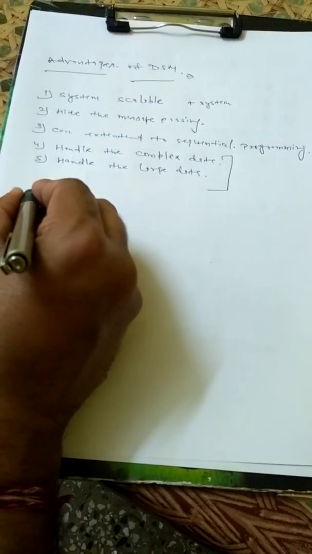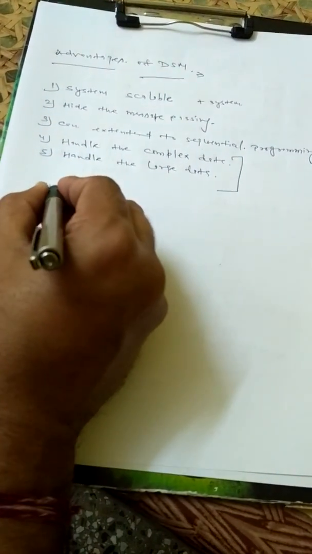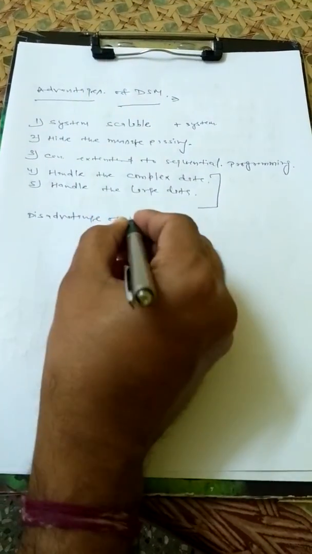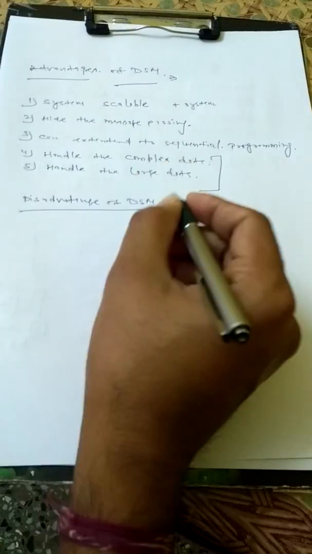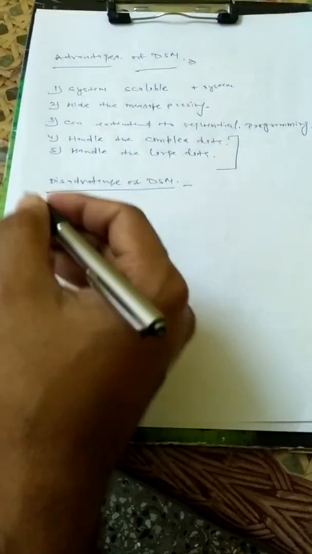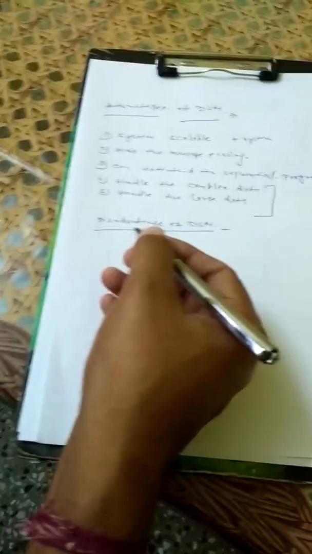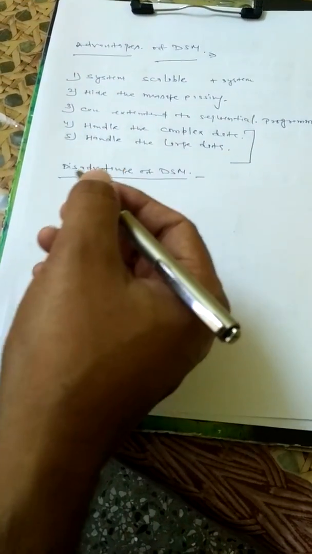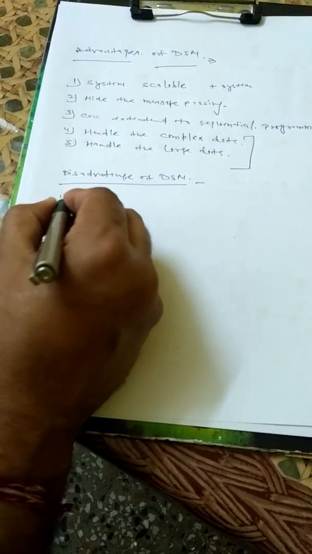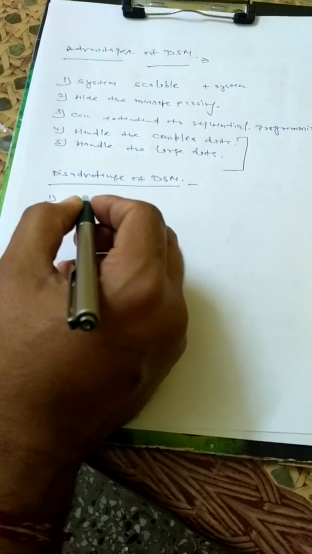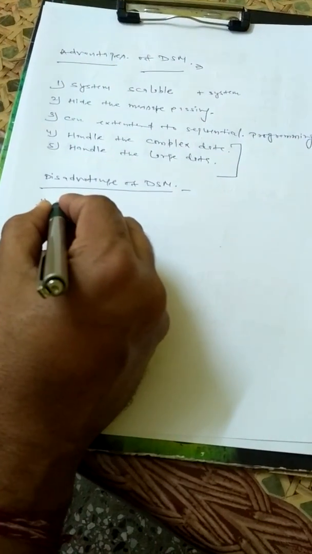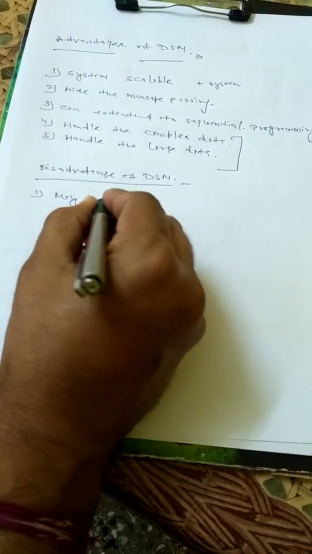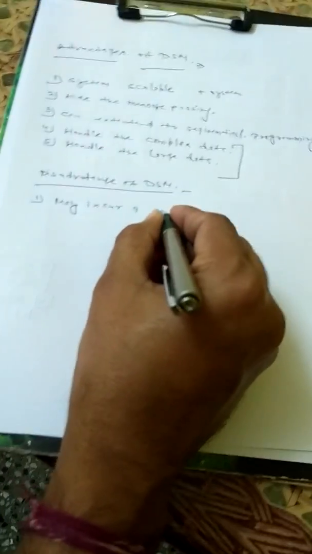Now we will go to the disadvantage part. So what are the different disadvantages of the DSM, distributed shared memory? We will see that distributed shared memory also has some disadvantages. So we will discuss the different disadvantages. Now the first disadvantage is that it has some performance issues. It may be possible that it may incur a performance issue.